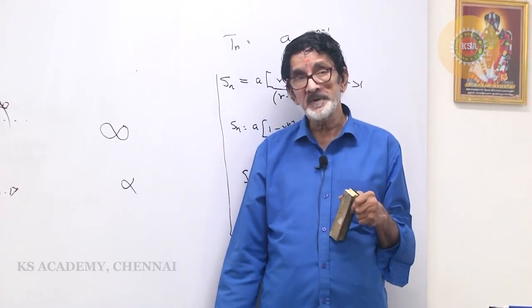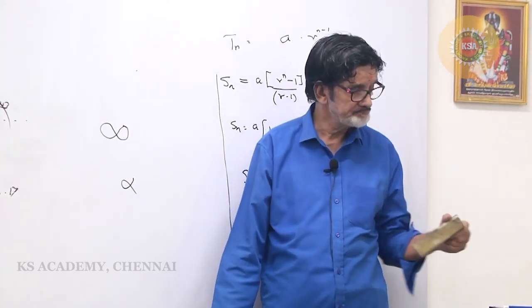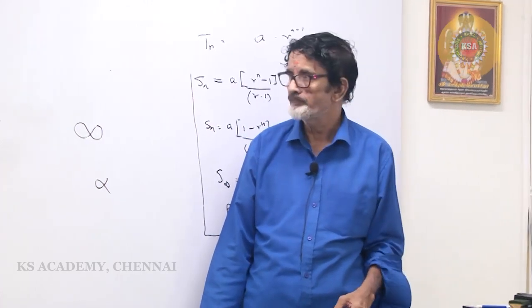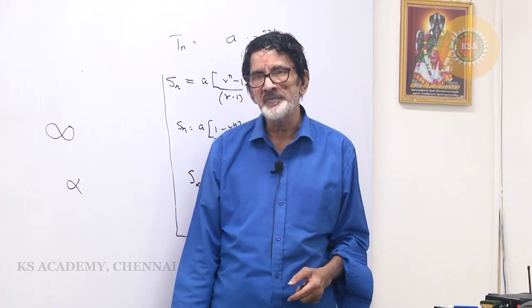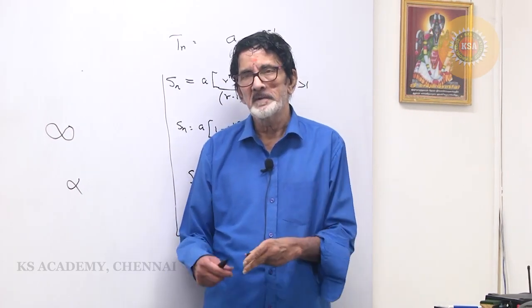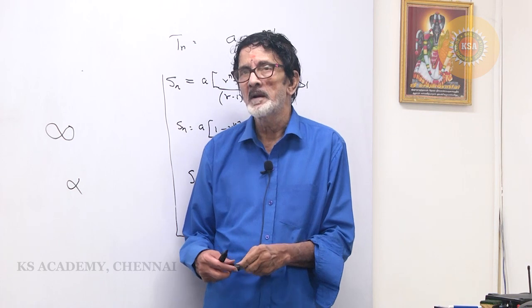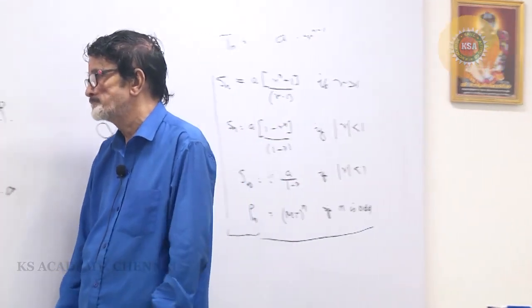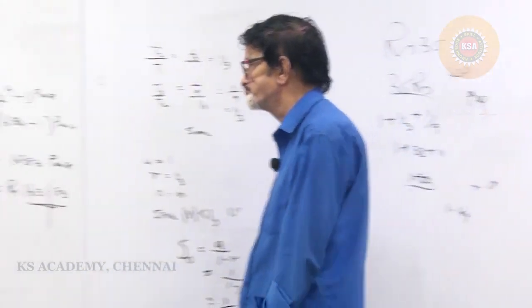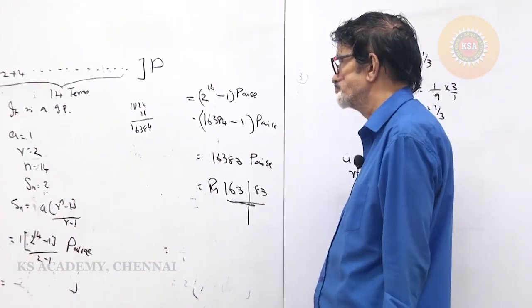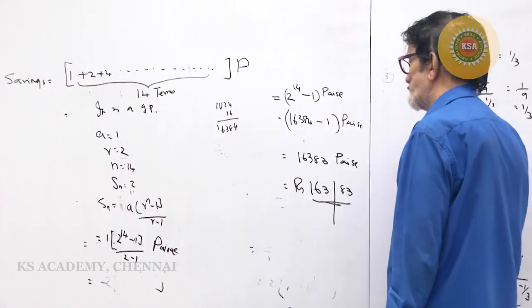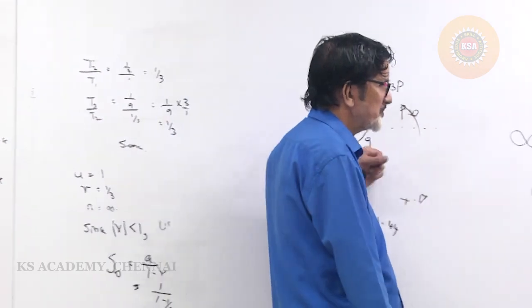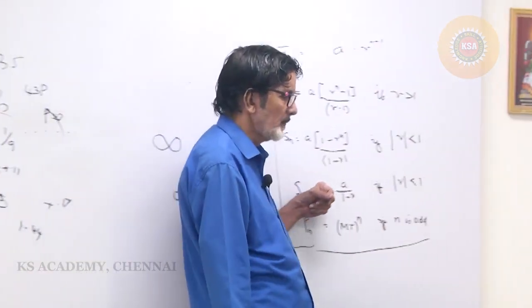This type of problem you can expect in the examination. So many paise minus 1. Answer is rupees 163.84.